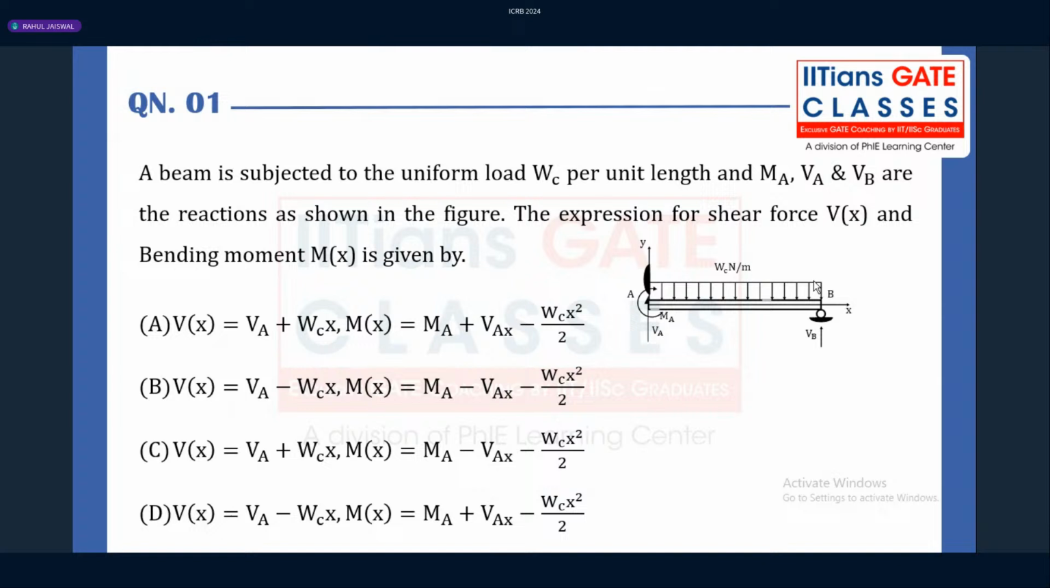Now if you read question number one, what they have mentioned: a beam is subjected to a uniform load WC per unit length, and MA, VA and VB are the reactions as shown in the figure. Looking at the reactions, it is a propped cantilever beam, right? Then they are asking for the expression of the shear force and the bending moment. I will draw the diagram separately here.